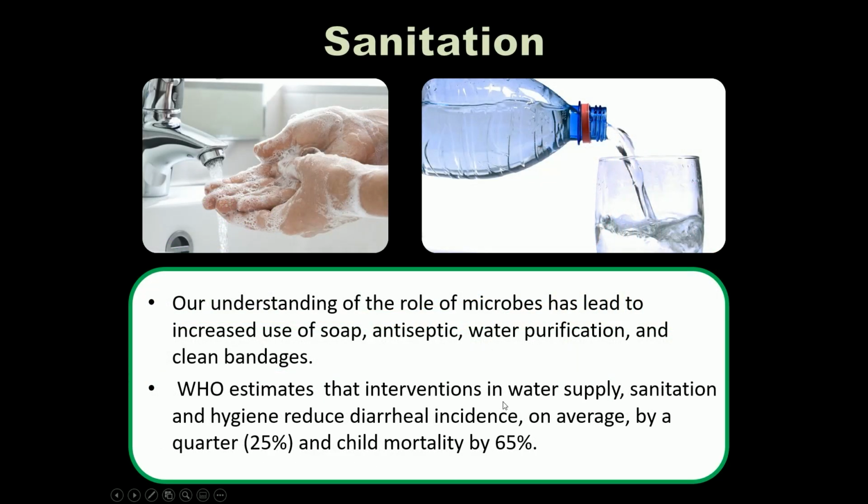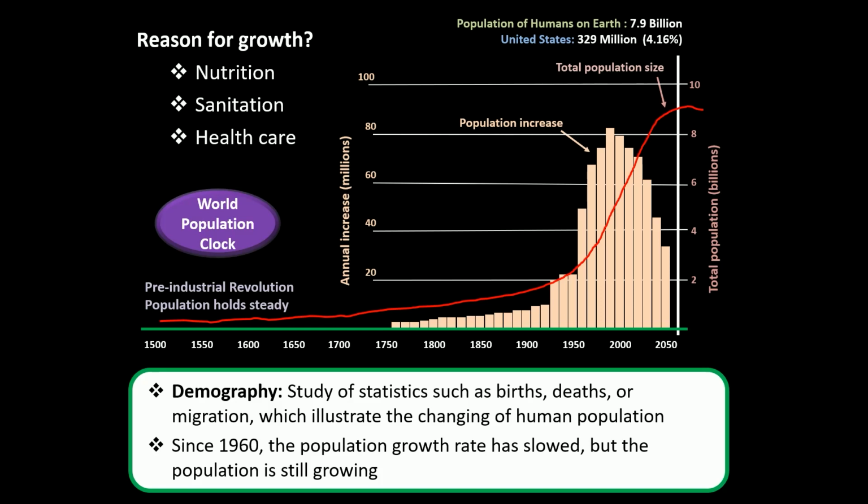Now, one of your learning objectives, and I think I may have covered this in an earlier video, but one of your learning objectives for the course says you need to know not only the current population of humans on the planet, but also the percentage of those humans which live in the United States. Only about 4% of the human population lives in the United States.